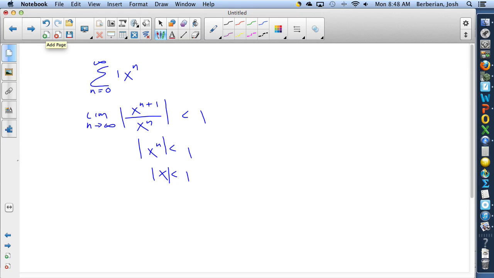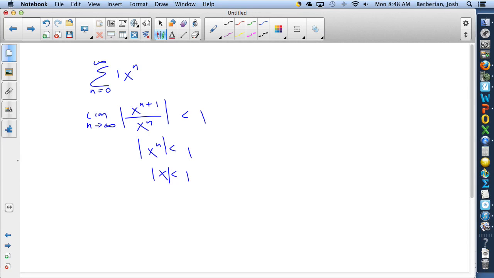So this goes back to the geometric series. So another way of proving that the geometric series is convergent when x is less than 1 is by using the ratio test. Now here's the real problem. The ratio test doesn't tell you anything about what happens when x actually equals 1 or negative 1.